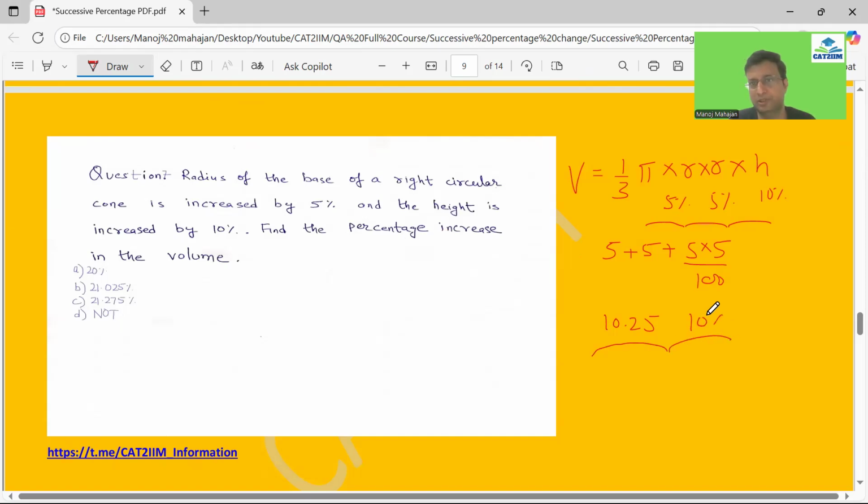Now again, we want 10%. So again, I can use a plus b plus ab by 100. So let me do that. 10.25 plus 10 plus 10.25 into 10 upon 100. So how much is this if you calculate? 20.25. Let's do the calculation out here. It's again a simple calculation, 1.025. So how much is the value finally if I calculate? That is 21.275%, which is your option number C out here.